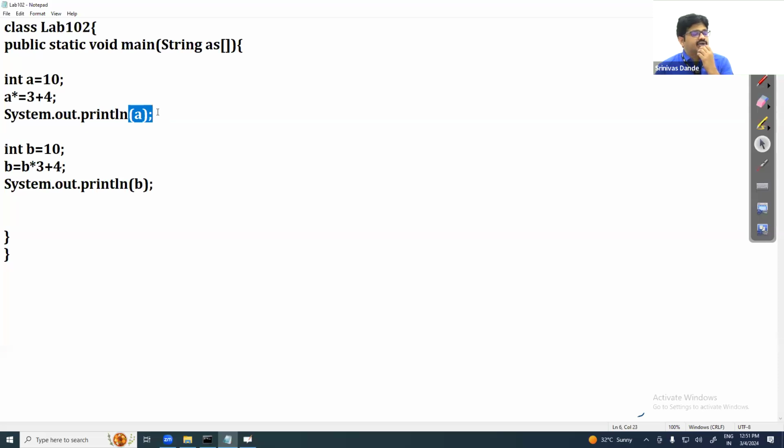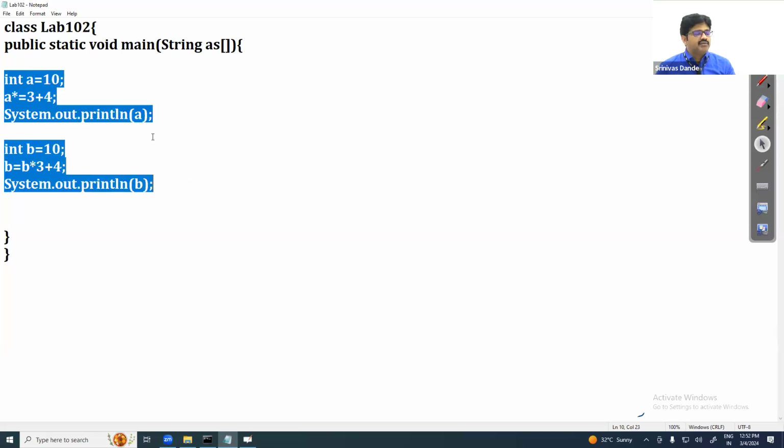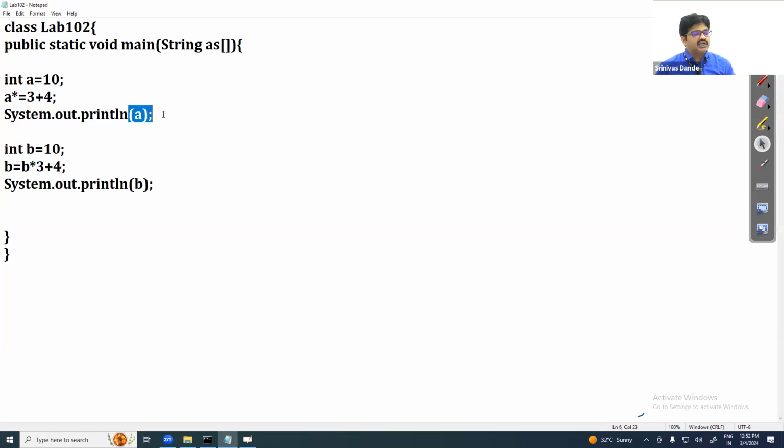Pavan says 70, 34. 10 will not come, Monica, at all because I am not printing it directly. See the code. Is it 34, 34, or 34, 70, or 70, 34? This combination only has to come, I think. Only operator precedence is important, right? The agenda of this lab is understanding the priority of operator evaluation.